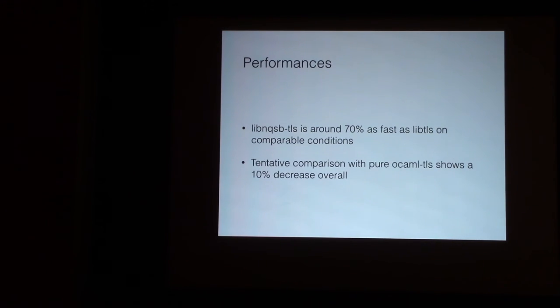Overall, I measured around a 10% performance decrease between OCaml TLS and libtqsb TLS on a very naive implementation. The prototype we use right now isn't optimized in any way. It's very naive C types code, so there are, I think, many possibilities for optimization.